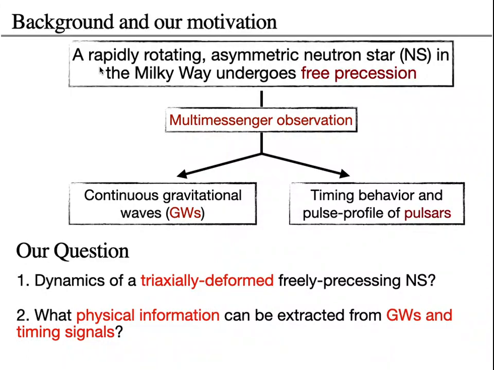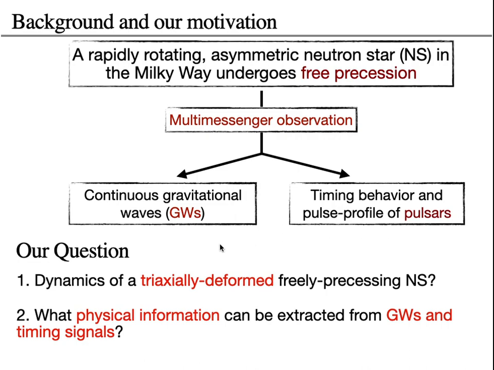So, if a rapidly rotating asymmetric neutron star in the Milky Way undergoes free precession, it will be a potential source for multi-messenger observation. First, it will emit continuous gravitational waves which could be detected by ground-based gravitational wave detectors. Second, the precession will modulate the timing signals and pulse profile of pulsars, which could be detected by radio or X-ray telescopes. Most previous work has been mainly on biaxially precessing neutron stars.